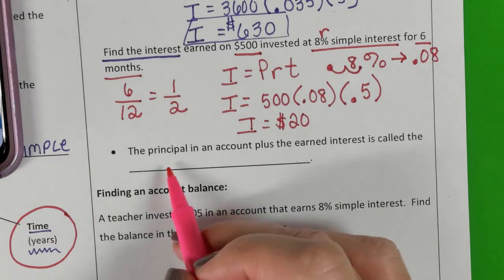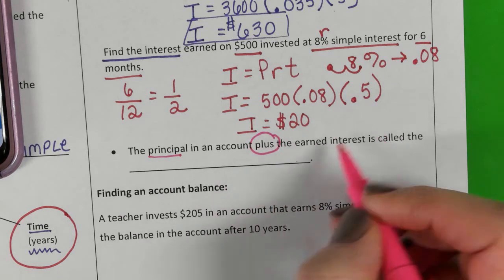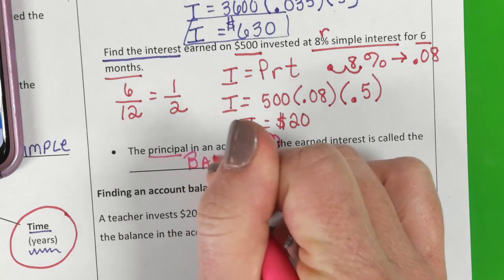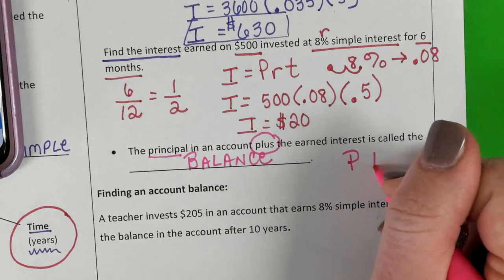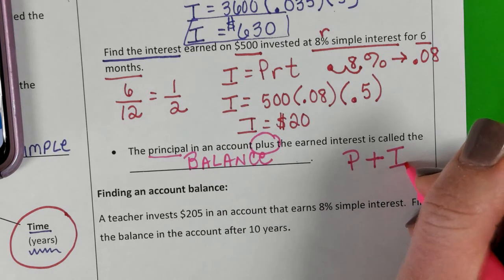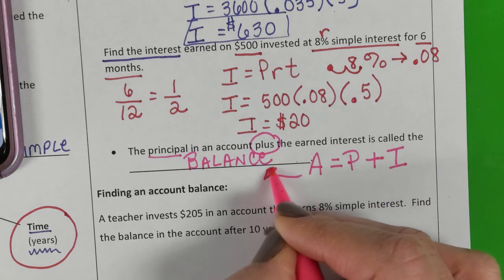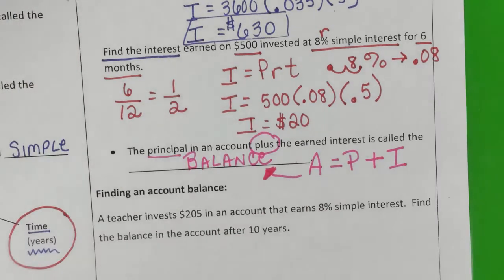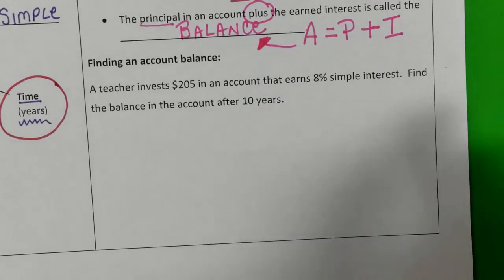Okay, now, here's the next thing. It says the principal in an account plus the interest earned is called the balance. Okay, so if we take the principal and we add the interest, that gives me the balance. And they usually use the letter A to represent that final balance, okay? So sometimes we just want to know the interest, but sometimes you want to know how much you actually have in your account. So let's look at an example where we have to calculate this.